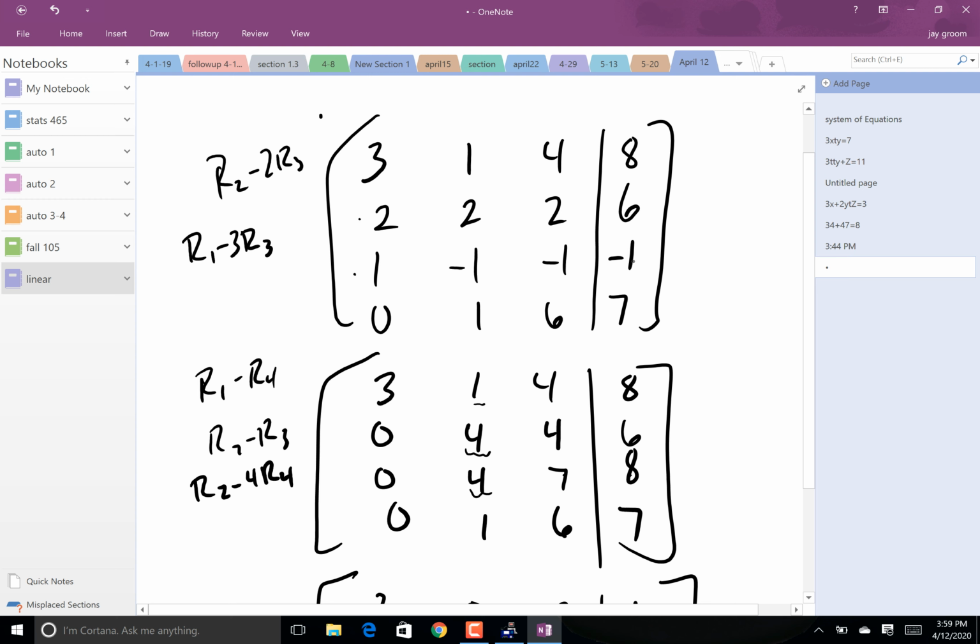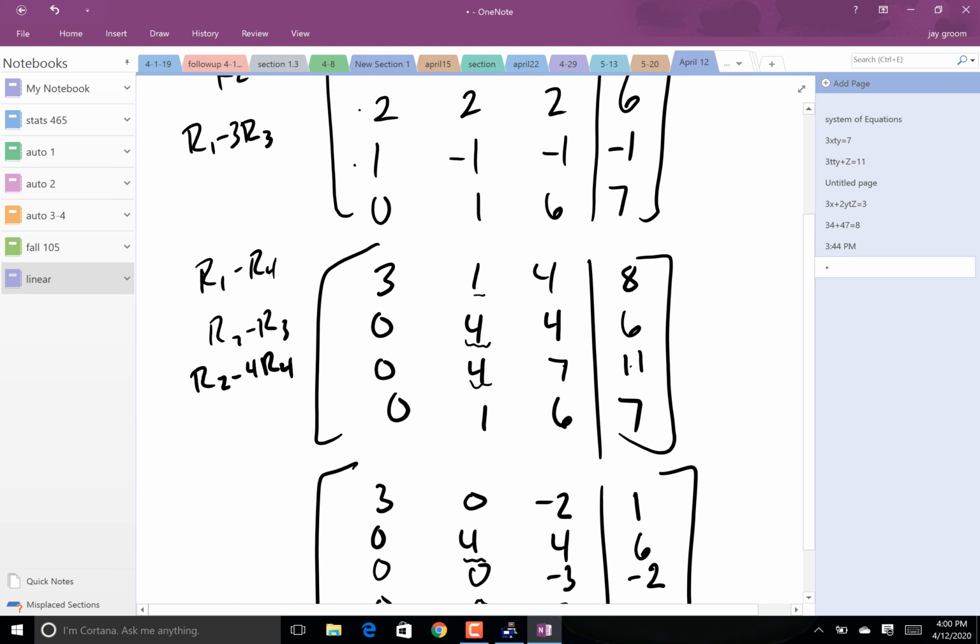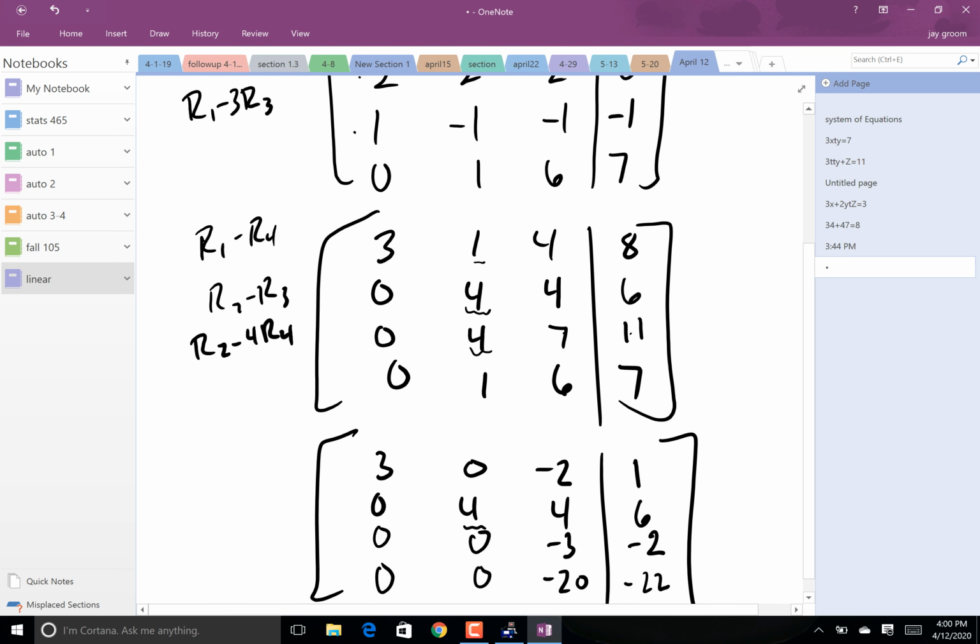All right, R1 minus 3 R3. So that's 8 minus the -3, should be 11 here, looks like. R2 minus R3, so 4 minus 4 is 0, 4 minus 7 is -3, 6 minus 11 is -5.